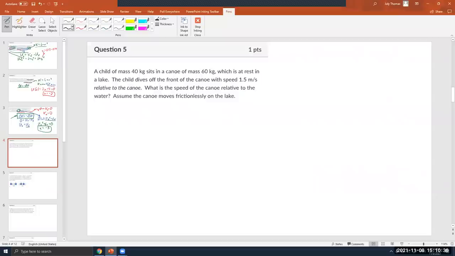Okay. So this is a relative velocity question. I wanted to take another crack at this because this is one of the topics that confuse the most people this semester. So we have a child sitting in a canoe.